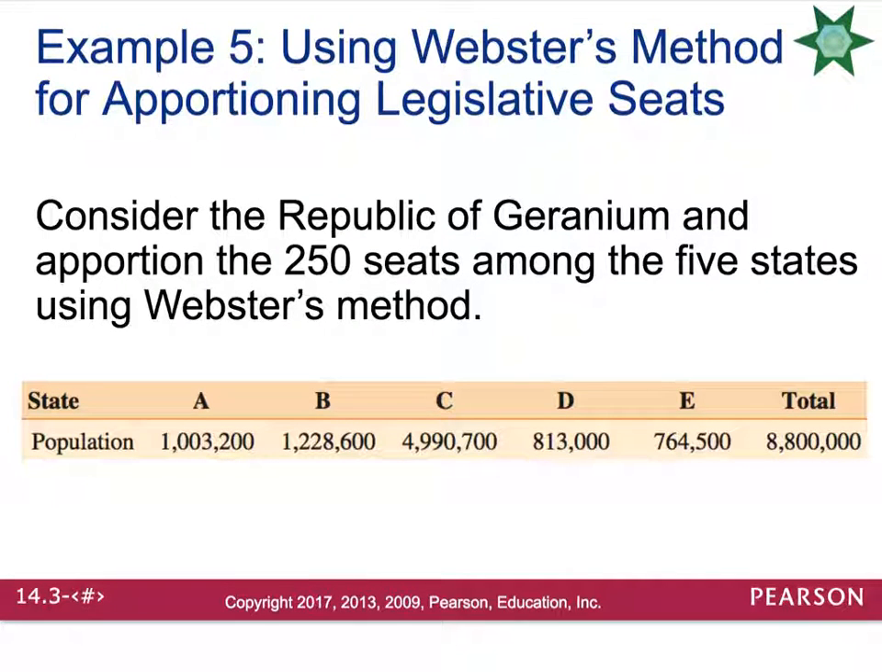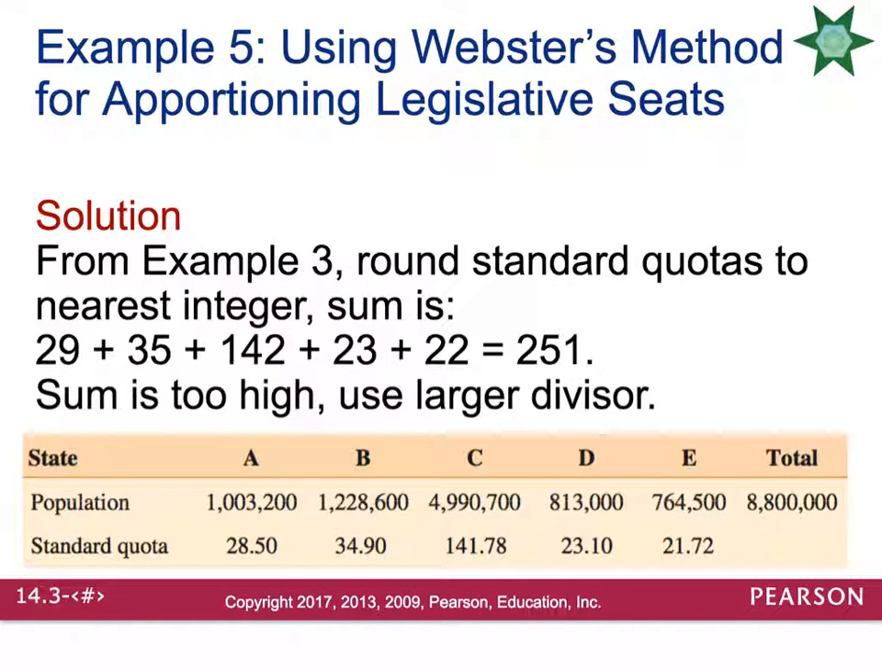Okay, so let's use the same problem we did before. We've got the Republic of Geranium. We have 250 seeds to spread. Their population is listed in the table. The standard divisor was 35,200. So what we're going to do is round our standard quotas to the nearest integer. If we used the standard divisor, our standard quotas were 28.5, 34.9, 141.78, 23.10, and 21.72. So remember, this is using your 35,200.